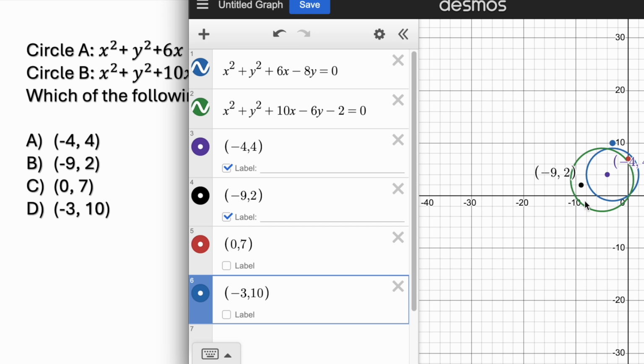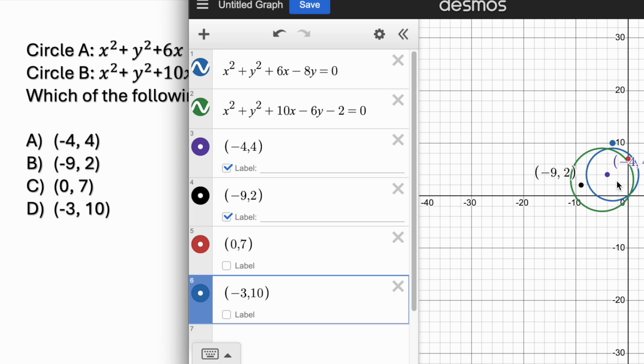So now here you can see 4 points. And the only thing we have to look at is which is the point which is outside circle A and inside circle B. And that seemed like this one. So this one right here, (-4, 4), which is inside circle A. And you look at this, the last point, (-3, 10), which is outside both the circles.